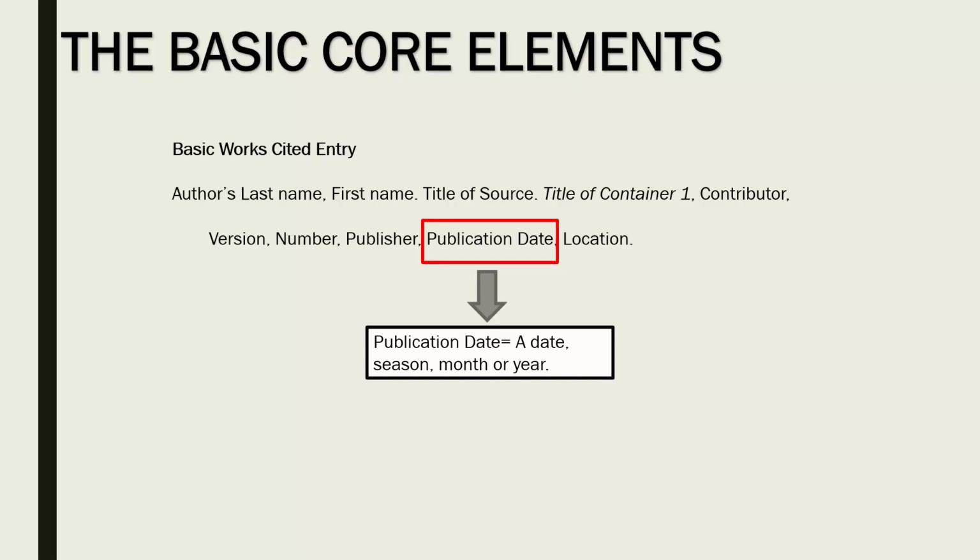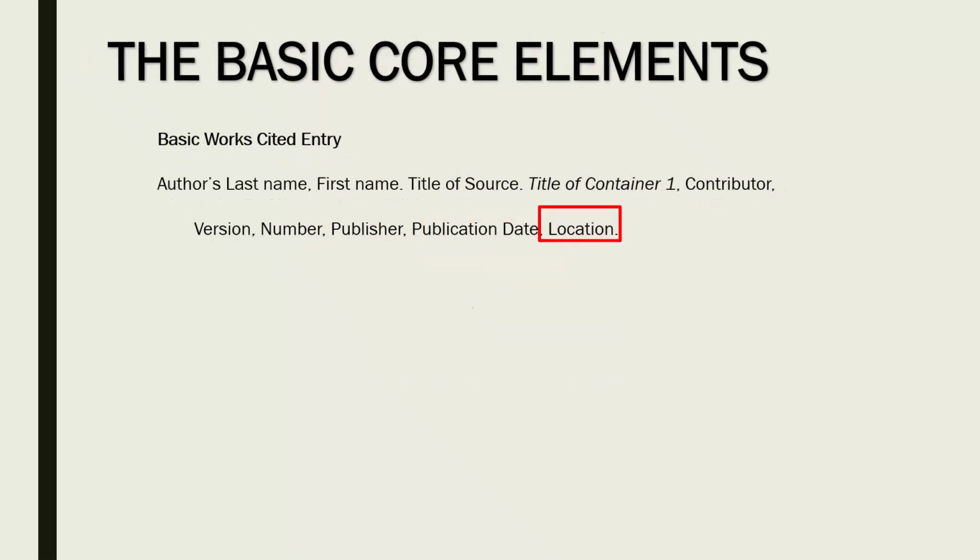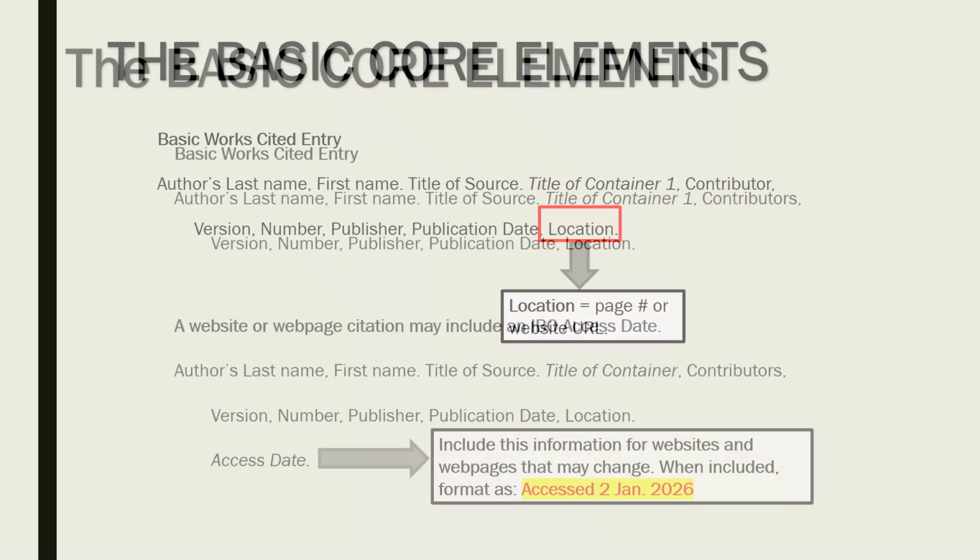In MLA style, the location is the ninth element, or the final element of your citation. It tells the reader exactly where the cited source can be found. The format depends entirely on the medium of the source, with the location generally placed at the end of the citation, followed by a period. A website or web page citation may include an access date.